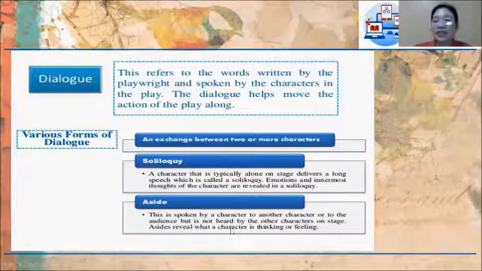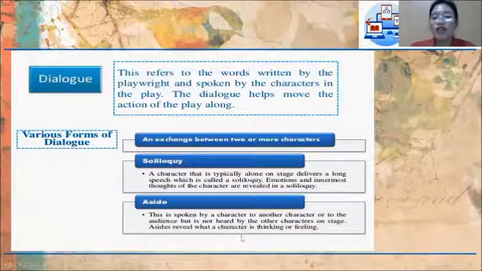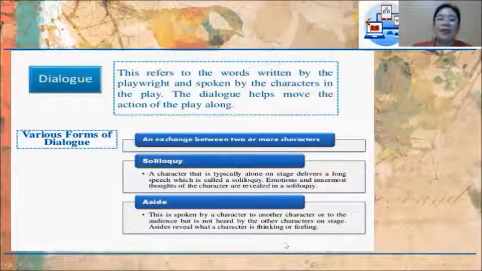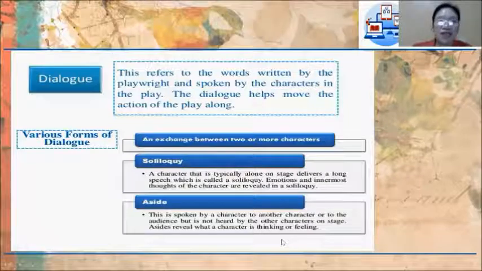And then aside, we have here aside. This is spoken by a character to another character or to the audience, but it is not heard by other characters on stage. Asides reveal what a character is thinking or feeling. So that is dialogue.